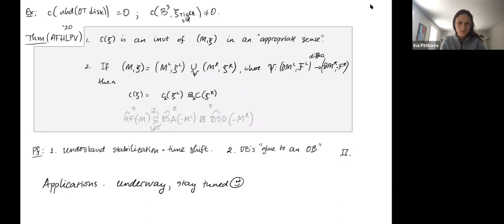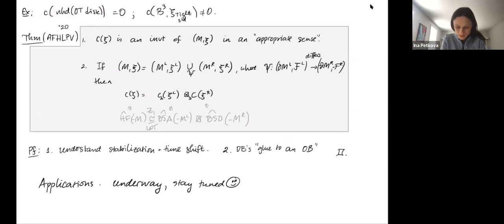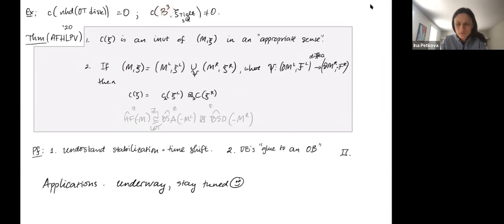The local results you expect to see hold. So if you take a thickened overtwisted disk, you get a zero, you get a vanishing bordered contact class. What's the smallest tight thing you can do? You can take a tight three-ball, I guess. You get non-zero, stuff like that.